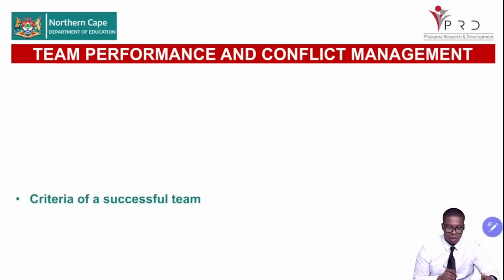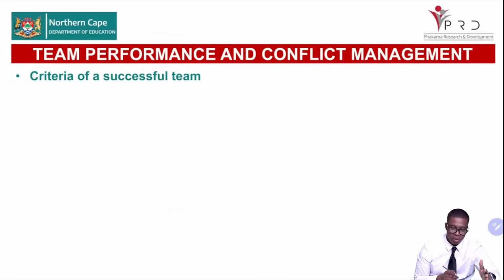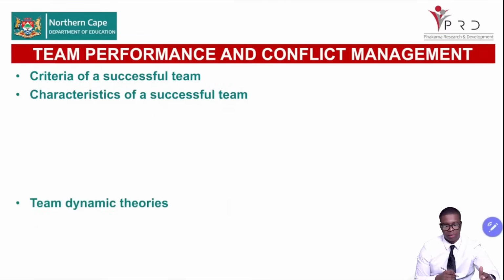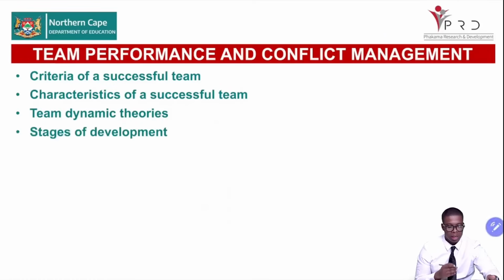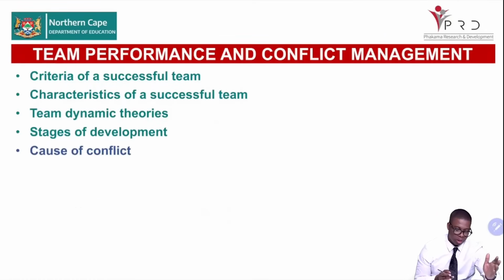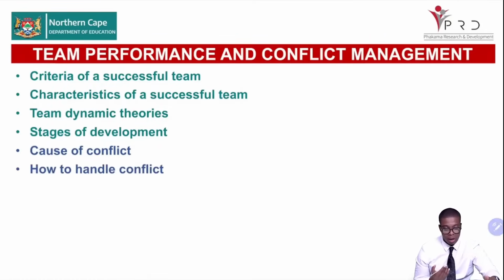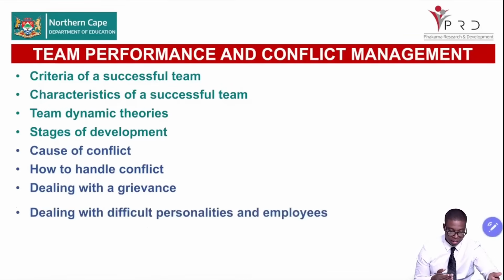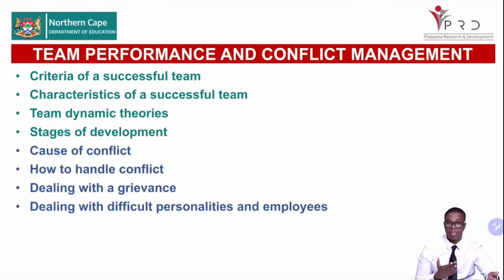Then now, we look into team performance and conflict management. What should you know? The criteria of a successful team, characteristics of a successful team, team dynamic theories, stages of team development together with causes of conflict, how to handle conflict, dealing with grievance and the correct grievance procedure, then dealing with difficult personalities and employees. This is the last part of our lesson.